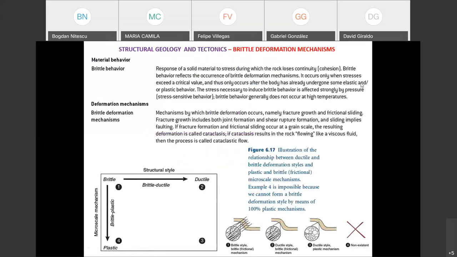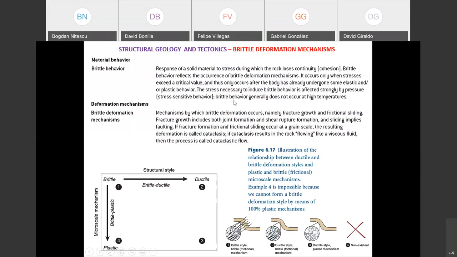Now, I'm starting with something that you have seen. You have seen this diagram, so it is familiar to you. You remember we discussed structural style from brittle to ductile and the mechanism of deformation, which you see on this axis from brittle to plastic. And we have these situations. As I said, the fourth one doesn't exist. This is impossible. It cannot be a brittle structural style with plastic mechanisms. But we have these three possible, yeah? Now, we'll look at, for instance, this one, brittle with brittle mechanism. The same can be ductile with brittle mechanism.